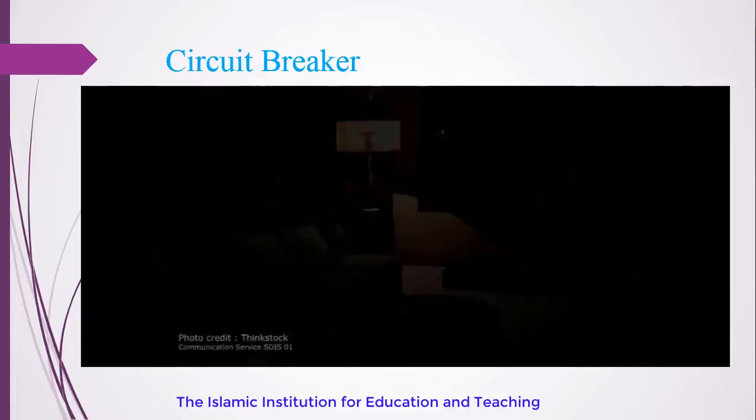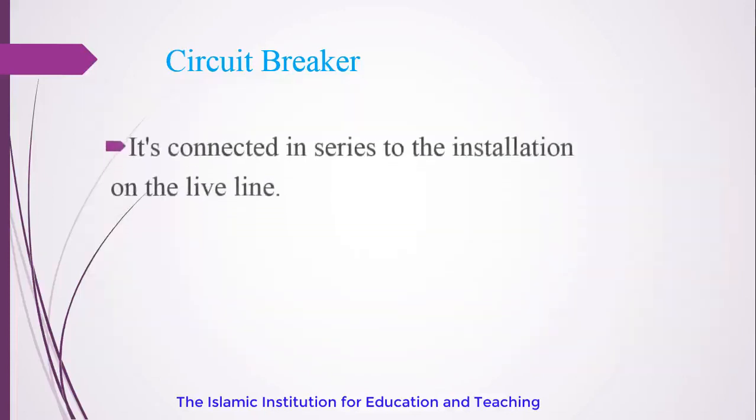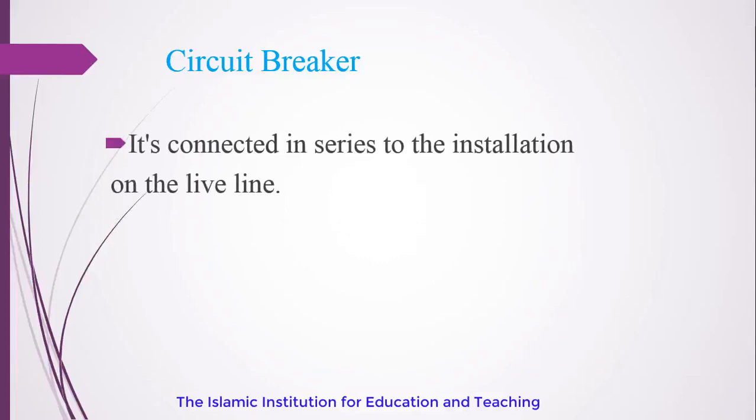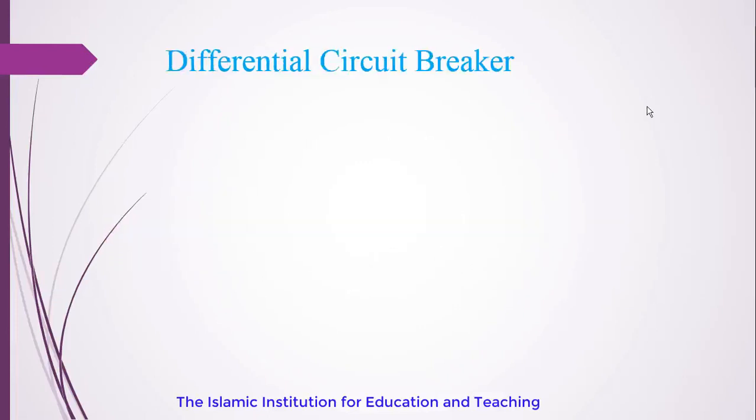Now to summarize, a circuit breaker is connected in series to the installation on the lifeline. It protects the installation against fire in the case of short circuit or overloading.